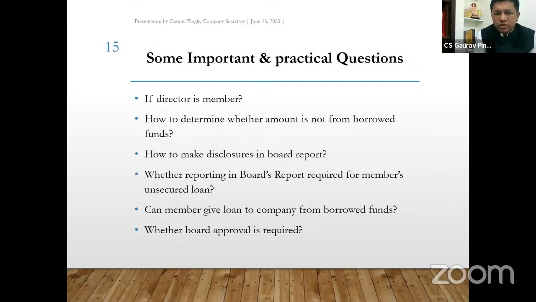Now I come to some important points over here, because these are practical questions which either I have come across or few members, company secretaries, chartered accountants or cost accountants have come across. So I'm just putting it over here, whatever queries I got.